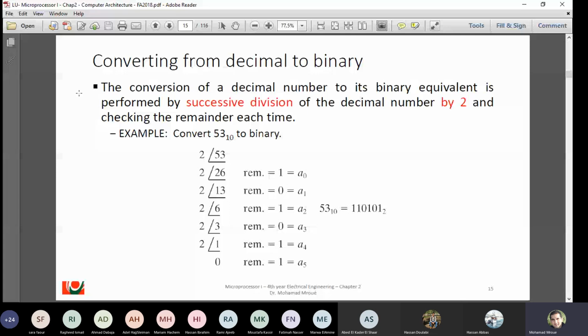Yani 53 equals 2 times 26 plus 1. 26 equals 2 times 13 plus 0. 13 equals 2 times 6 plus 1. 6 equals 2 times 3 plus 0. 3 equals 2 times 1 plus 1. 1 equals 0 times 2 plus 1. Okay? And then the number will be, from right to left, 1, 0, 1, 0, 1, 1. Okay? Clear?